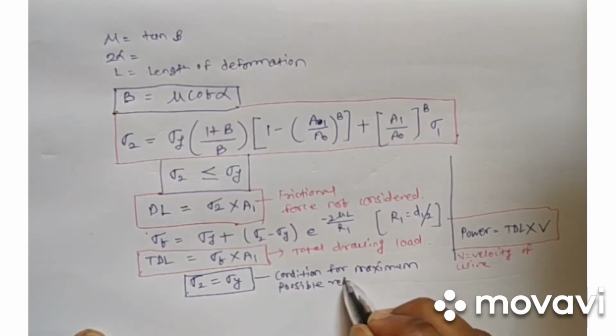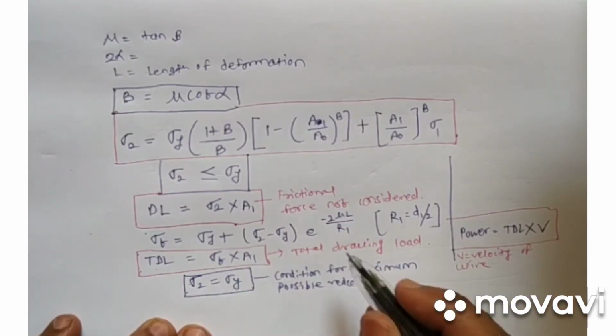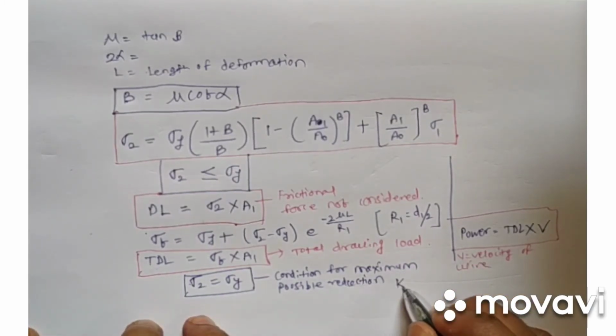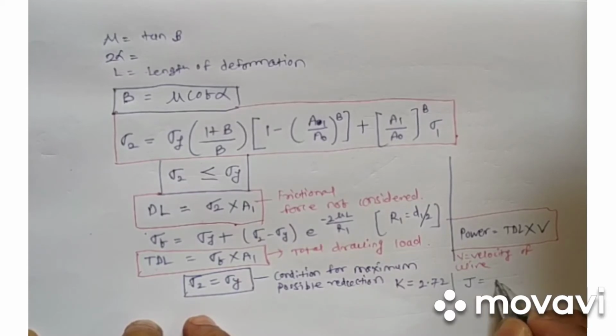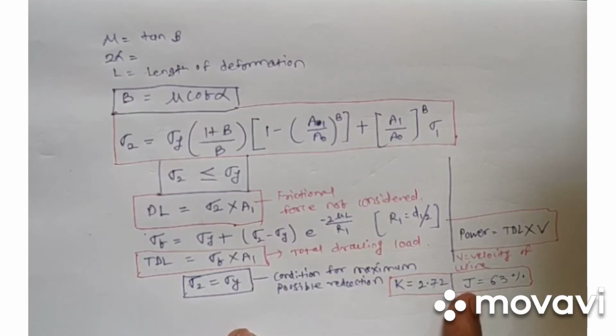By applying this condition, finally we get the maximum possible reduction and the maximum possible draft. We have seen the two terminologies, draft and reduction. The maximum possible draft is 2.72, and the maximum percentage reduction we get is 63%. This is again an important thing related to wire drawing: how much maximum draft you can get and how much maximum reduction in area we can get from this process.